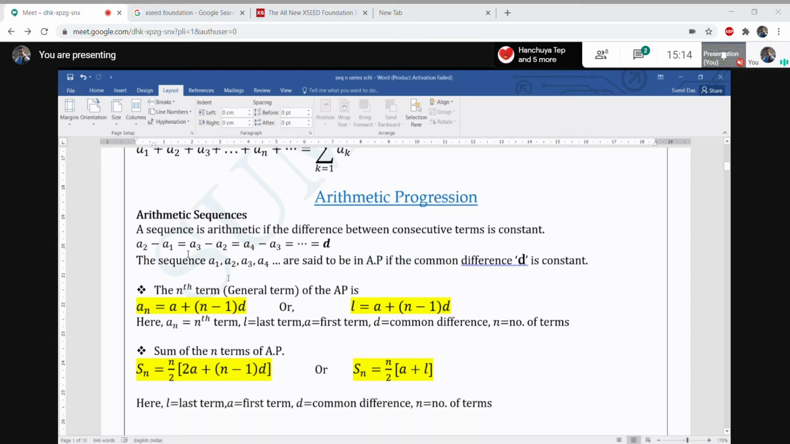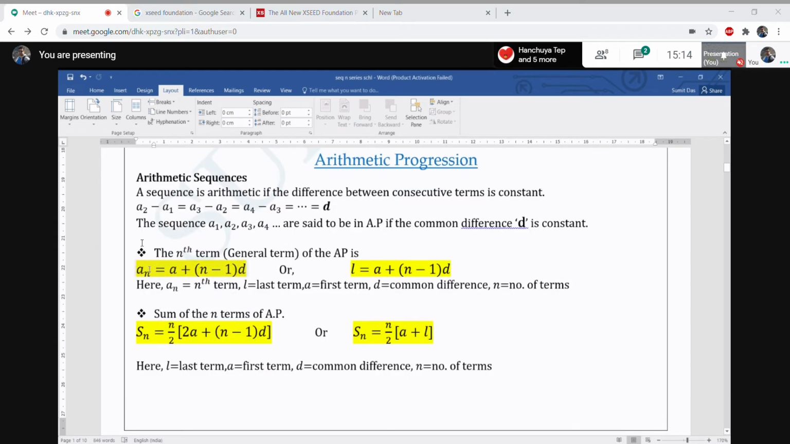In this formula, suppose a is the first term, n is the number of terms, an is the last term, and d is the common difference. The formula is an equal to a plus n minus 1 into d. Sometimes the last term is denoted with l also. So n is the number of terms, l is the last term, a is the first term. Most of you know this formula.